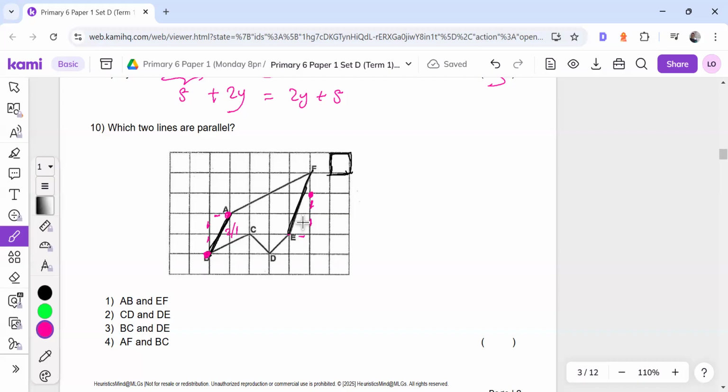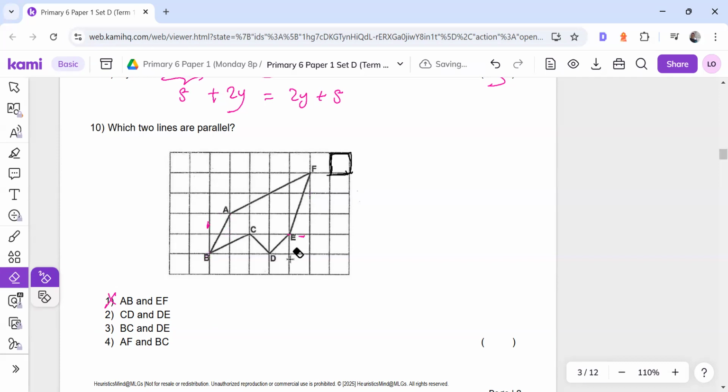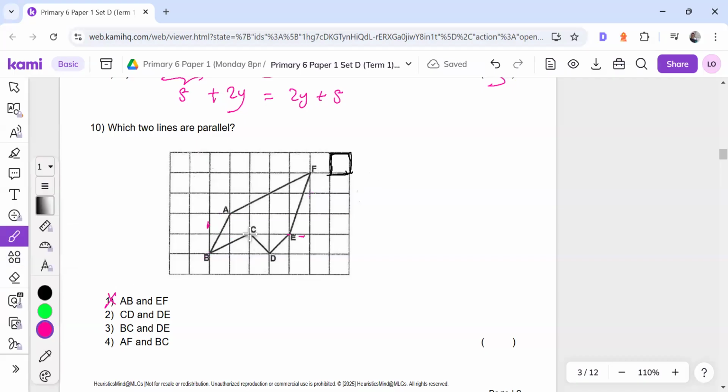So this is how you prove whether they are parallel. So number 1 is out. Okay, so which lines are parallel? Okay, let's look for the correct lines. Now, if you look at which line is parallel, CD and DE. How about CD? CD and DE definitely out. This is perpendicular, so out.